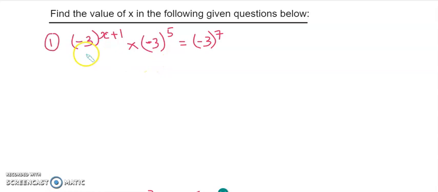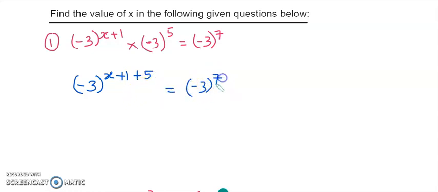Now if you see, the bases minus 3 are multiplied. So we'll apply the rule of multiplication of bases, and the powers get added up. So we'll write it as negative 3 to the power of x plus 1 plus 5, correct? That is equal to minus 3 to the power of 7. Now the power x plus 1 plus 5 becomes x plus 6. So that will be minus 3 to the power of x plus 6, which is equal to minus 3 to the power of 7.